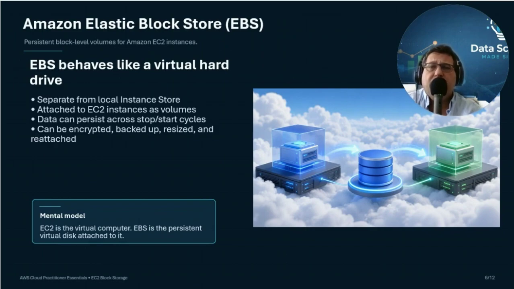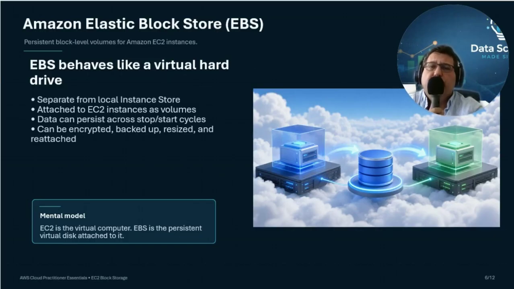Unlike instance store, EBS is not directly tied to the local disk of the physical host running the EC2 instance. It exists as a separate AWS resource. This means that the data can continue to exist when the EC2 instance is stopped and started again. EBS volumes can also be encrypted, backed up, resized, and modified for different performance requirements. They can be detached from one instance and attached to another compatible instance.